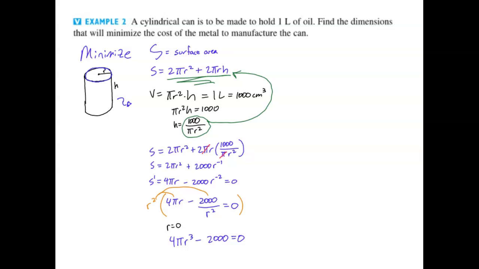All right, then we're going to solve for r, but we're going to keep it exact. So take this step by step. 4 pi r cubed equals 2,000. r cubed equals 2,000 over 4 pi. Now that'll actually reduce a little bit. 2,000 divided by 4 is just 500 over pi. And then I'll just take the cube root. So r is the cube root of 500 over pi.